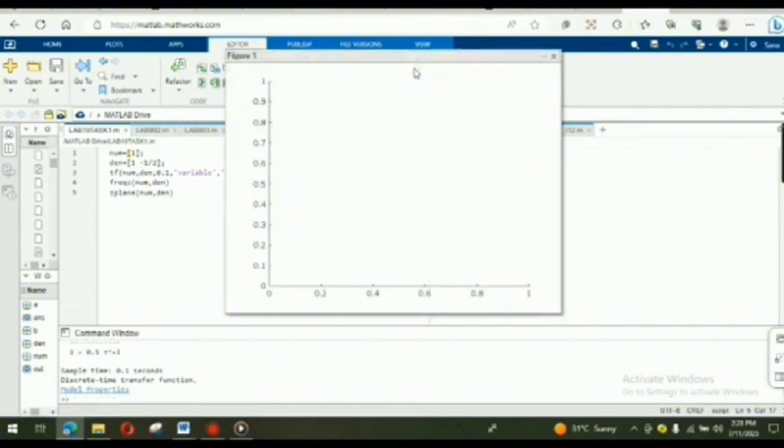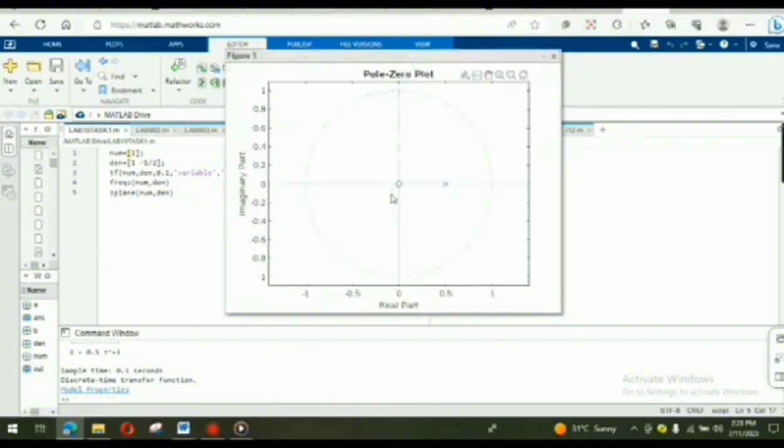Here we have, first of all, how to check the stability. Whenever we have to do so, we have to use the poles only. We don't have to use the zeros. Here the circle is representing zeros and x is representing poles.